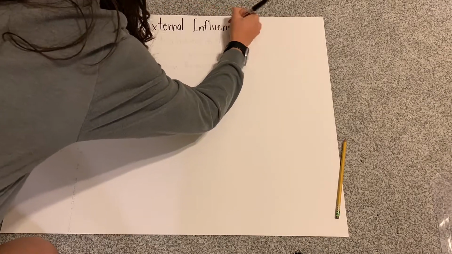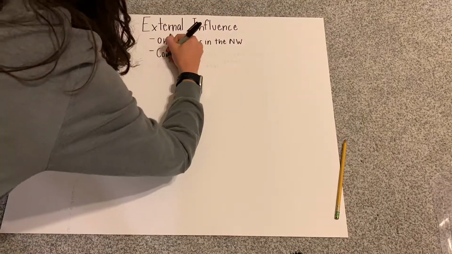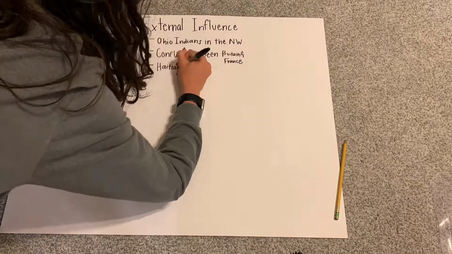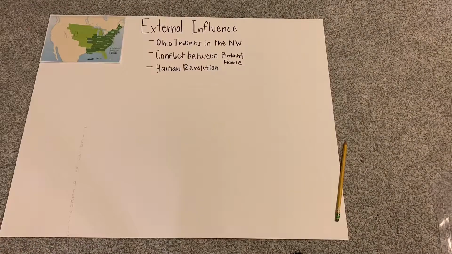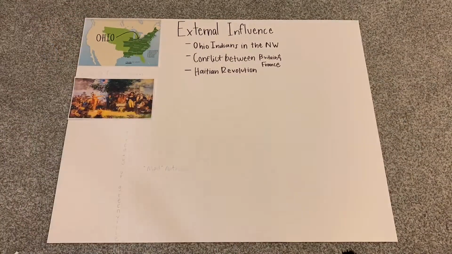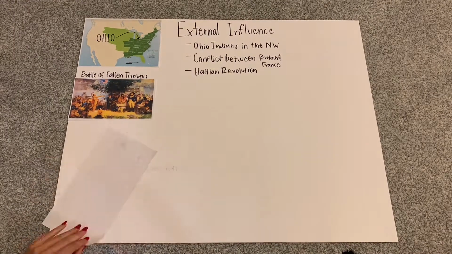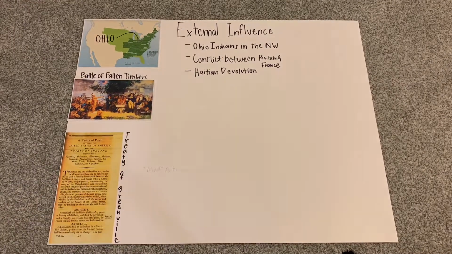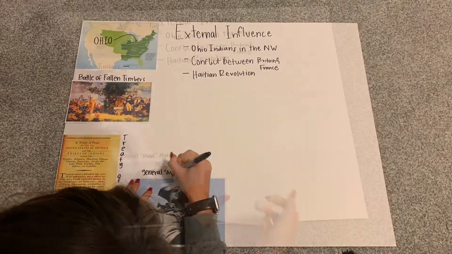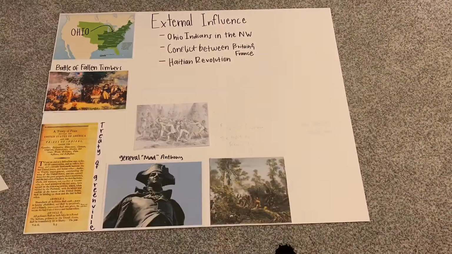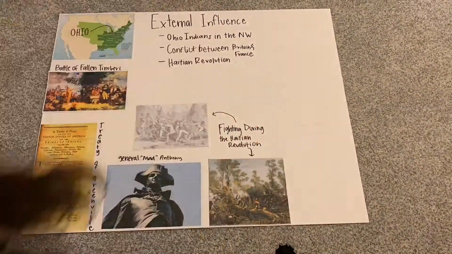Our topic includes the external influences on the creation of the new republic. These include the Ohio Indians in the Northwest, conflict between Britain and France, and the Haitian Revolution. Tribes in the Ohio Valley were left vulnerable as a result of the Treaty of Fort Stanwix, and crucial battles such as the Battle of Fallen Timbers led to the Treaty of Greenville and the American acquisition of Ohio.